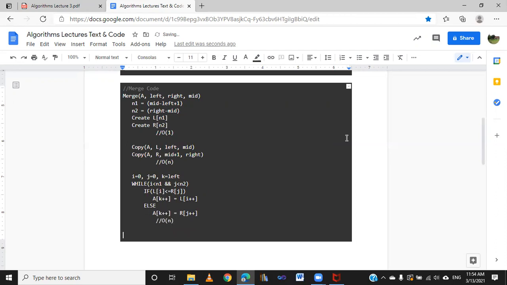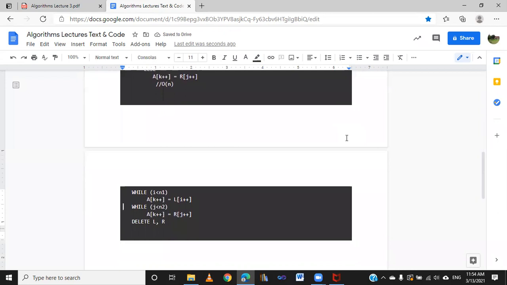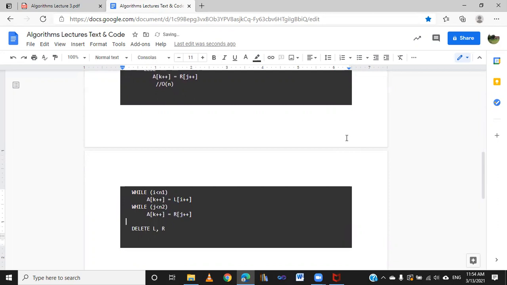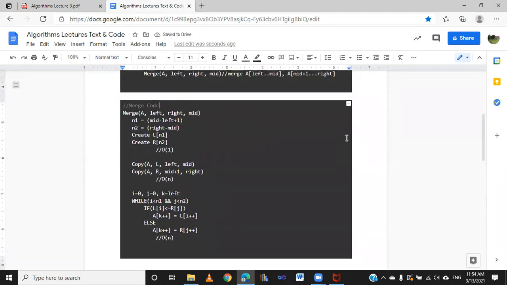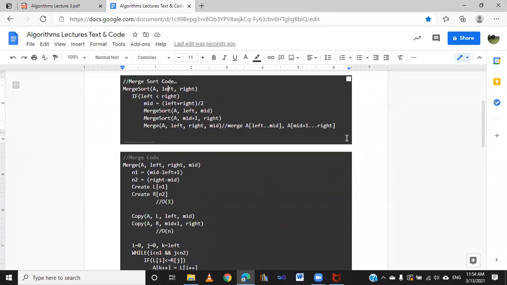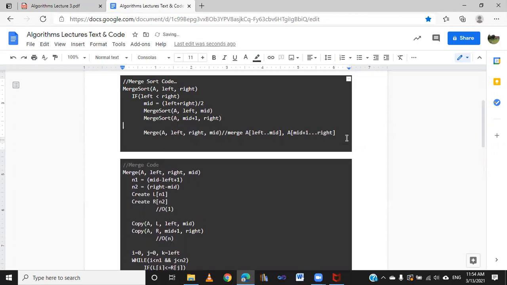And obviously, these last two loops, where you're copying the remaining data from one of the subarrays L and R back into A, are also O of n. Whatever is left cannot be more than n. And this last thing, the delete operation, is O of 1. So putting all these O of 1 and O of n together, you get that the merge function is O of n.